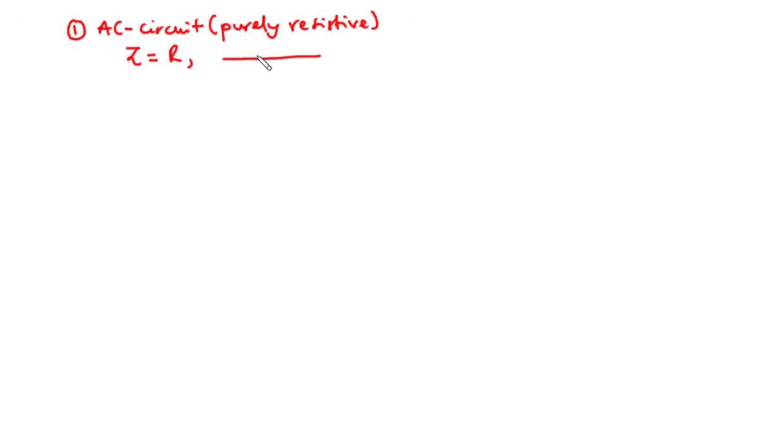So in summary, what we are trying to say is that considering an AC circuit which is purely resistive, the opposition offered by the circuit to the flow of current is due to the resistor only, so that the impedance Z is equal to R, and in that circuit the current is said to be in phase with the voltage.